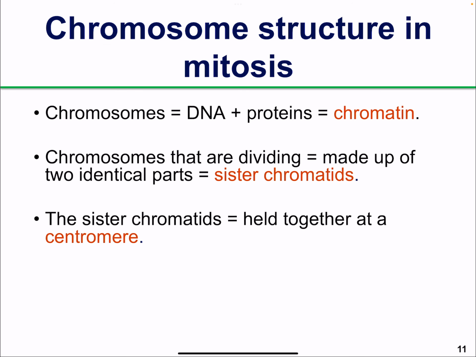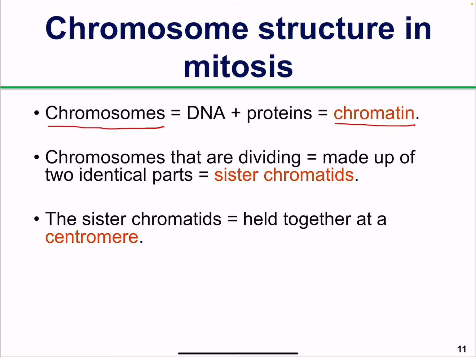Now, let's take a look at the structure of chromosomes during mitosis. Chromosomes, again, are DNA and proteins. These DNA and proteins are so compact, when stained, we can see them under a microscope. However, when DNA is not compact, right, it's rather loose, we don't call this chromosomes, we call this chromatin.